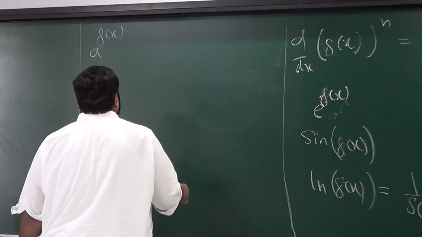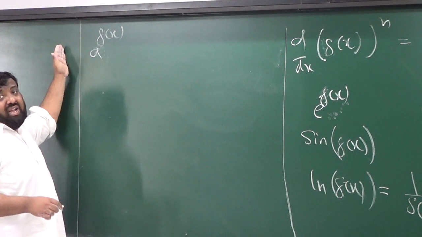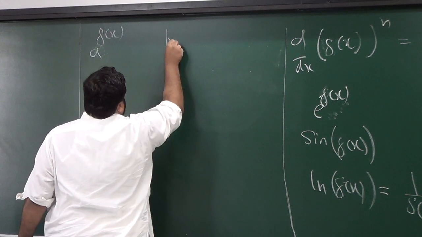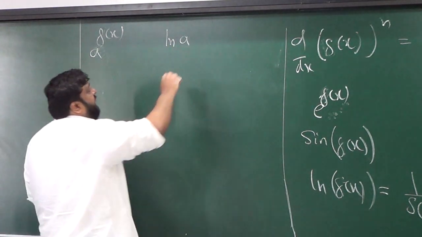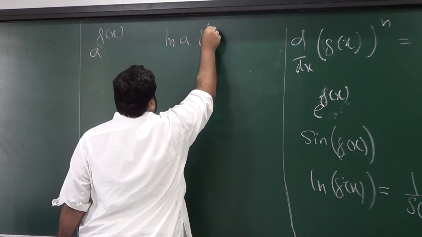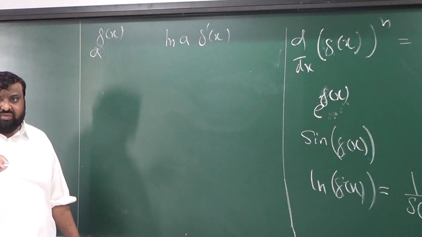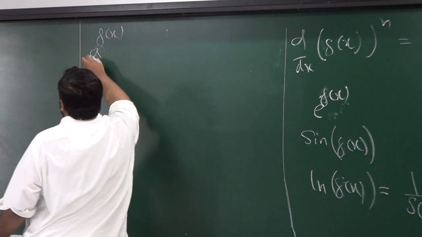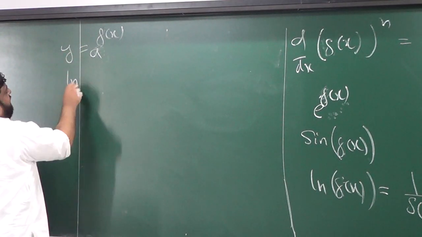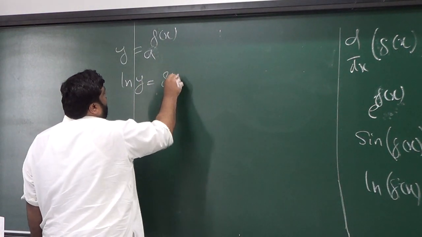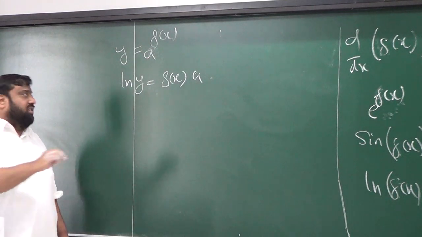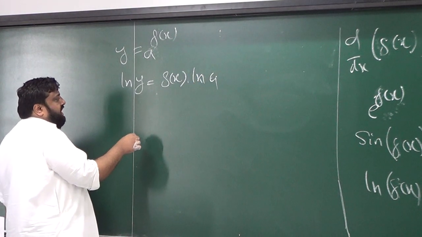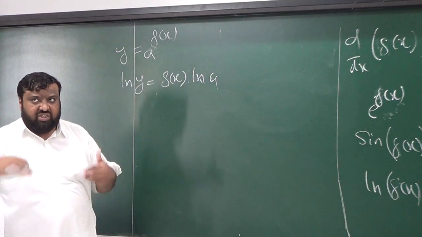And for this, we developed a formula. If you remember, you equate it with y and then take log and do the usual steps. We proved that the derivative would be log of a multiplied by g prime of x, and so on. If you have this, you take the log on both sides, which gives g of x times log of a, and then do your differentiation. But this would be implicit differentiation, so we also discussed that.